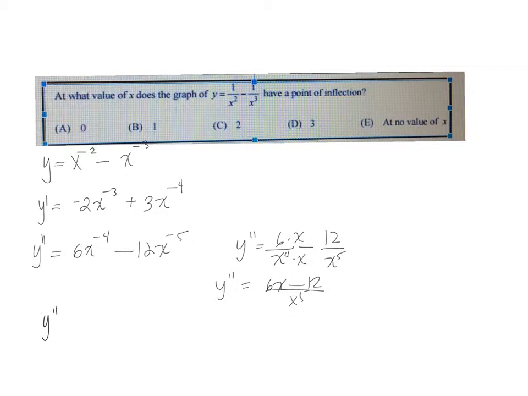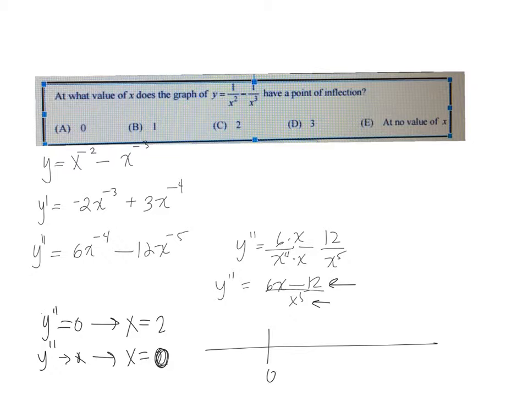So y double prime is equal to 0 when x is equal to 2. And y double prime is undefined when x is equal to 0. So 0 makes it undefined, 2 makes it 0. So we have two possible points of inflection, one at 0 and one at 2. We need to check for sign changes for points of inflection.